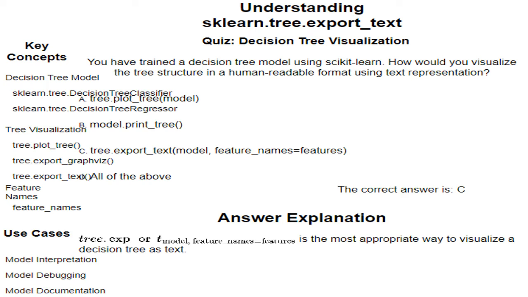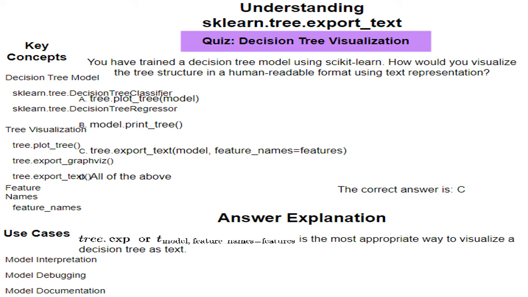You have trained a decision tree model using scikit-learn. How would you visualize the tree structure in a human-readable format using text representation? A. tree.plot_tree(model). tree.plot_tree is used to visualize the decision tree graphically, not as text.